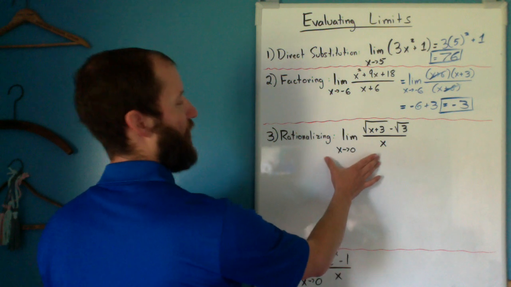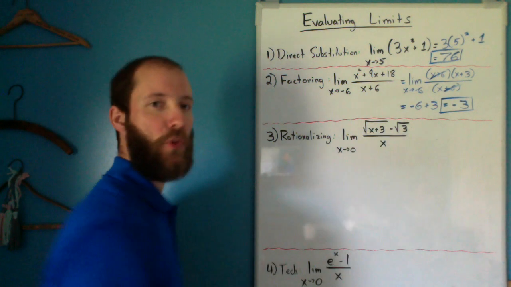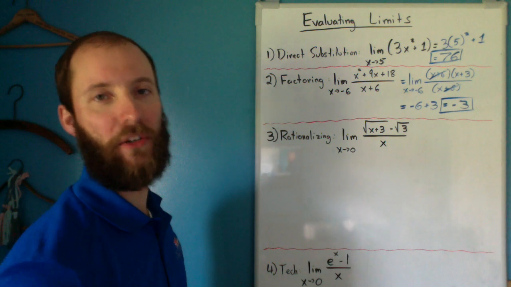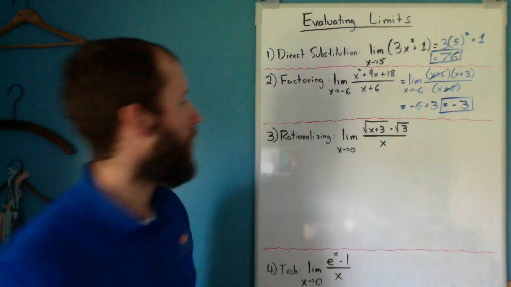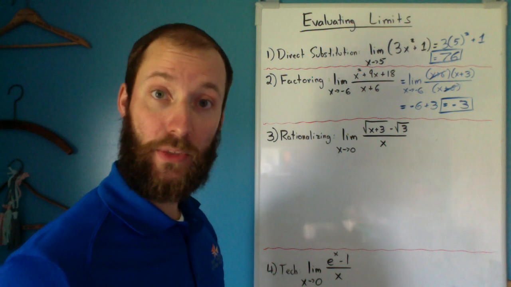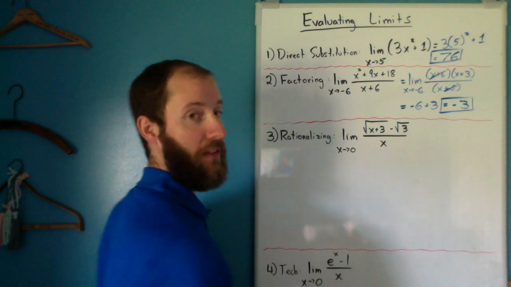The next one, rationalizing. If you see square roots being added or subtracted, you know this is going to be a rationalizing problem. Now you try direct substitution. You always want to try that first. Plug 0 in for x, you get 0 in the denominator.